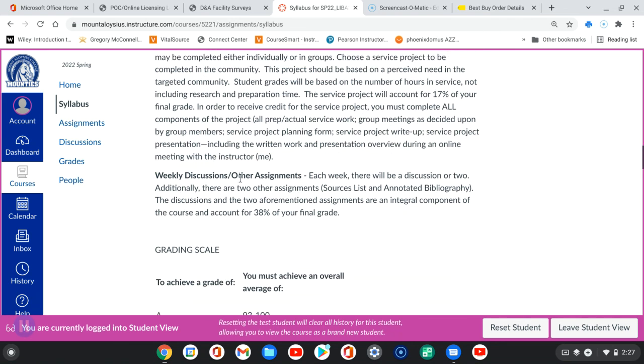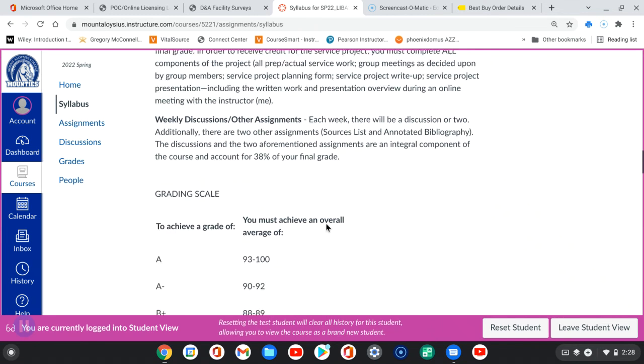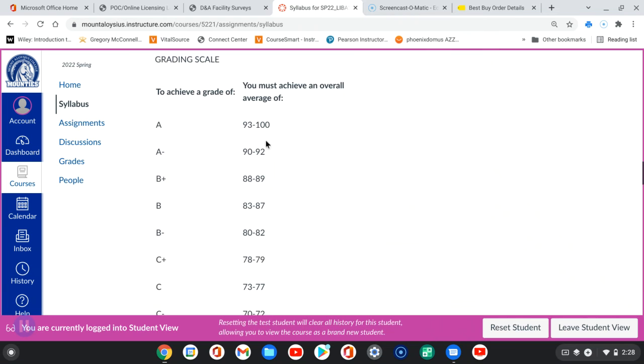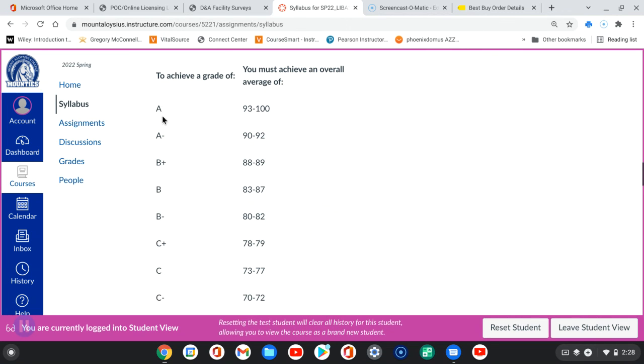As I mentioned, there are weekly discussions and assignments, and they are graded, and they make up 38% of your final grade. This is the grading scale here. In order to achieve an A, you know what you need to do: 93% or higher to 100, A minus 90 to 92. So just follow this grading scale.